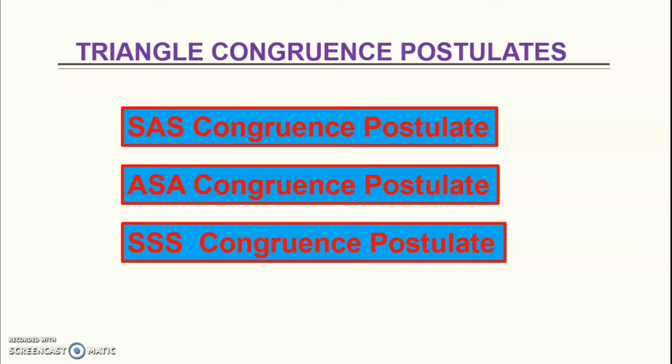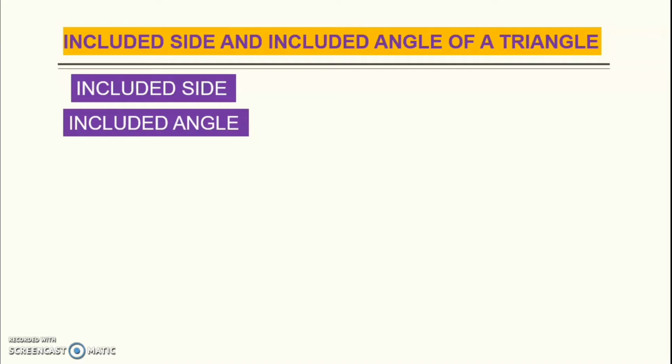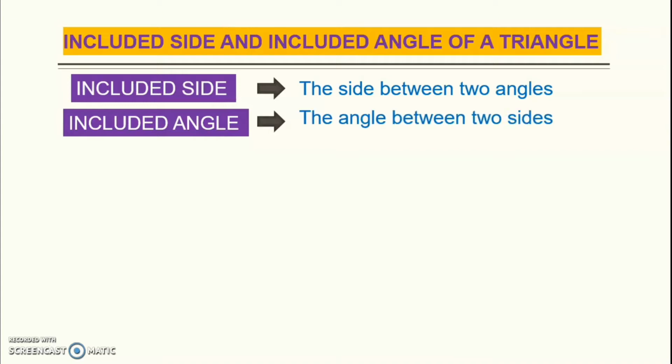Pero pasadahan muna natin ano yung included side and included angle of a triangle. Pag sinabi natin included side, ito yung side na in between sa dalawang angles. So, side na nasa gitna ng dalawang angles, tinatawag na included side. Included angles naman, ay ito yung angles na nasa gitna ng dalawang sides. So, remember, included side na nasa gitna ng dalawang angles. Included angles na nasa gitna ng dalawang sides.